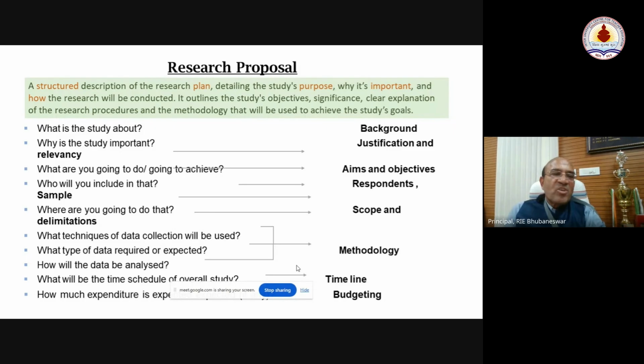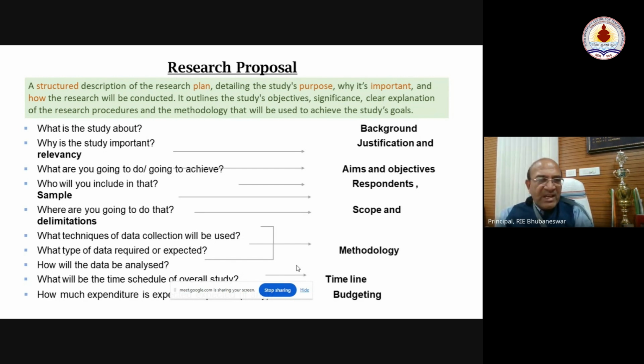Means what are the aims and objectives? Aims means in a broader sense. Objectives means pinpointed. Who will you include in that? Matlab, to whom are we going to include? So what will be the population and what will be the samples? Who will be the respondents?